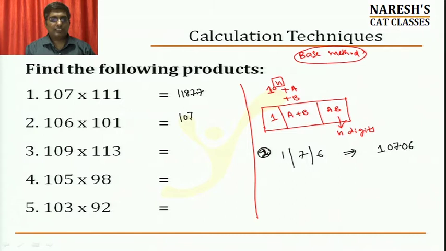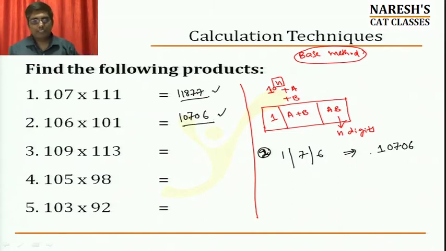Automatically, the answer is 10706. Why? Because 7 has to be written as 07, and 6 has to be written as 06, because each term, as we discussed already, should have n exact digits, 2 digits. How can 6 be written as a 2-digit number? 06.